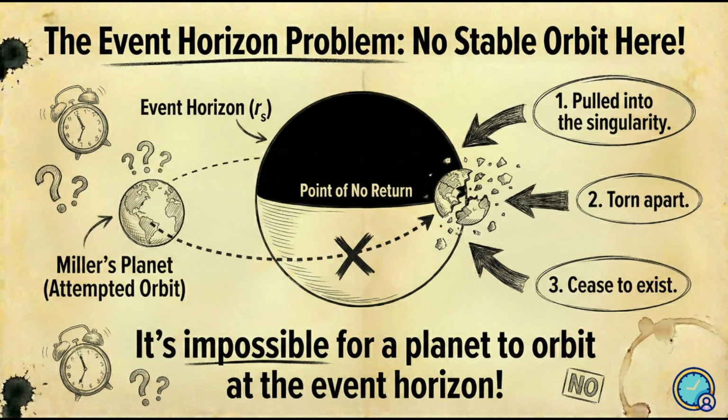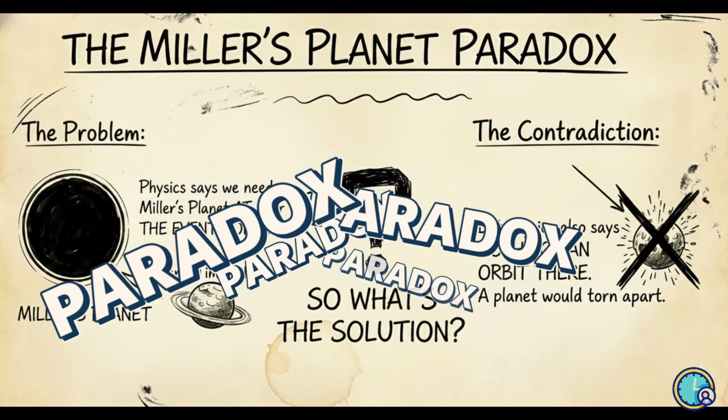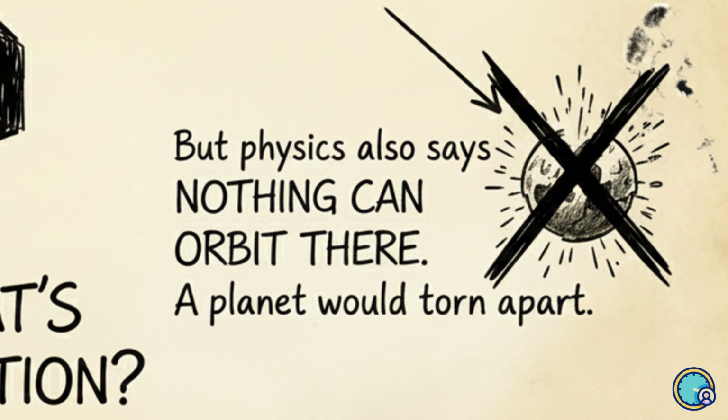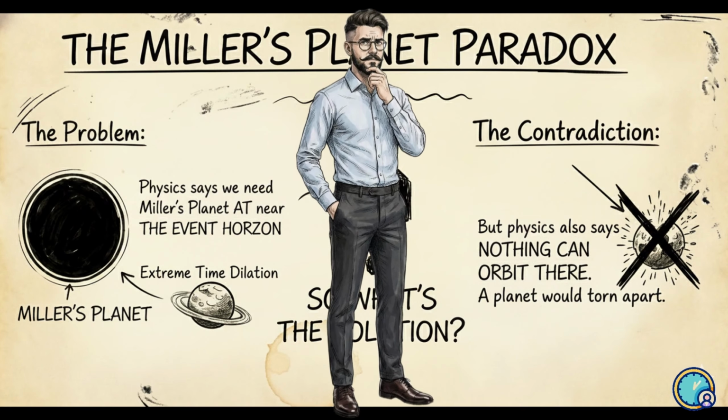But here's the problem. You can't orbit there. Any planet at that radius would be pulled into the singularity. It would be torn apart. It would cease to exist. So we have a paradox. The physics says we need Miller's planet at the event horizon, but the physics also says nothing can orbit there. So what's the solution?